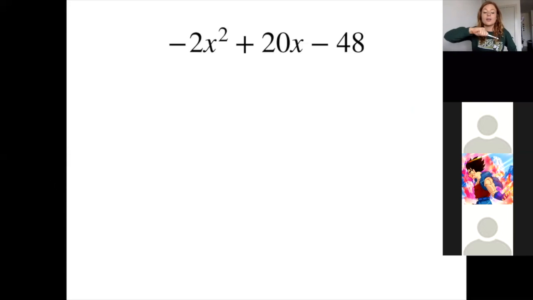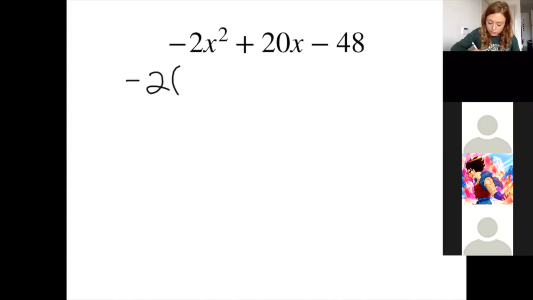I'm going to keep it on the outside. Because 2, 20, and 48 all have a greatest common factor of 2, this time I want to factor out a -2. I'm going to take a -2 out of this whole thing, and then figure out what's left on the inside.